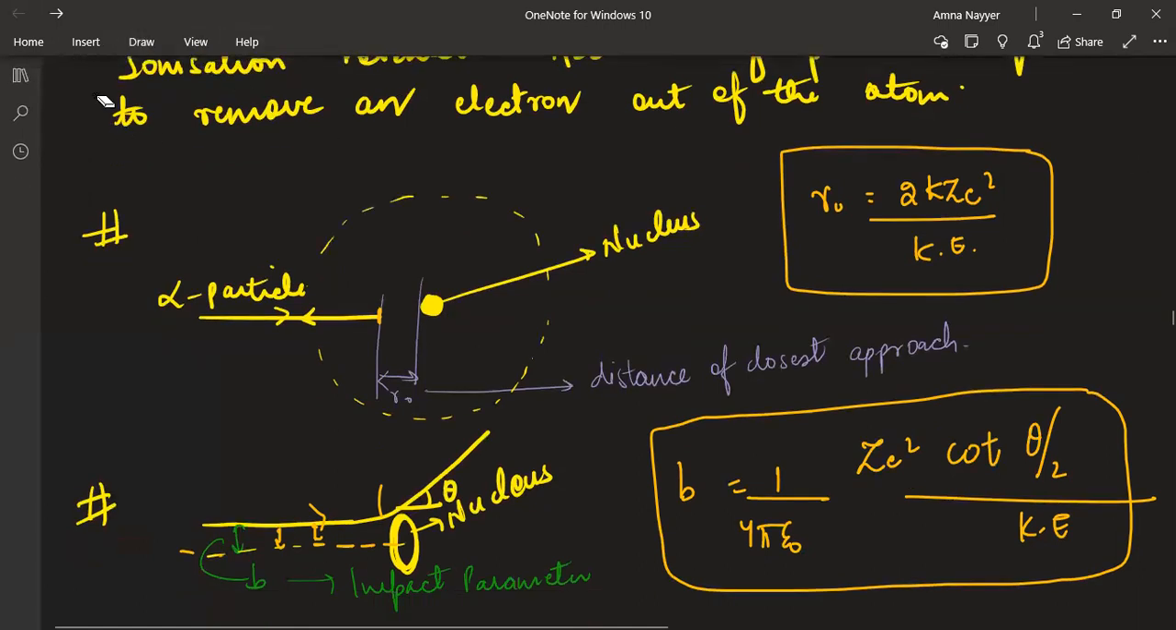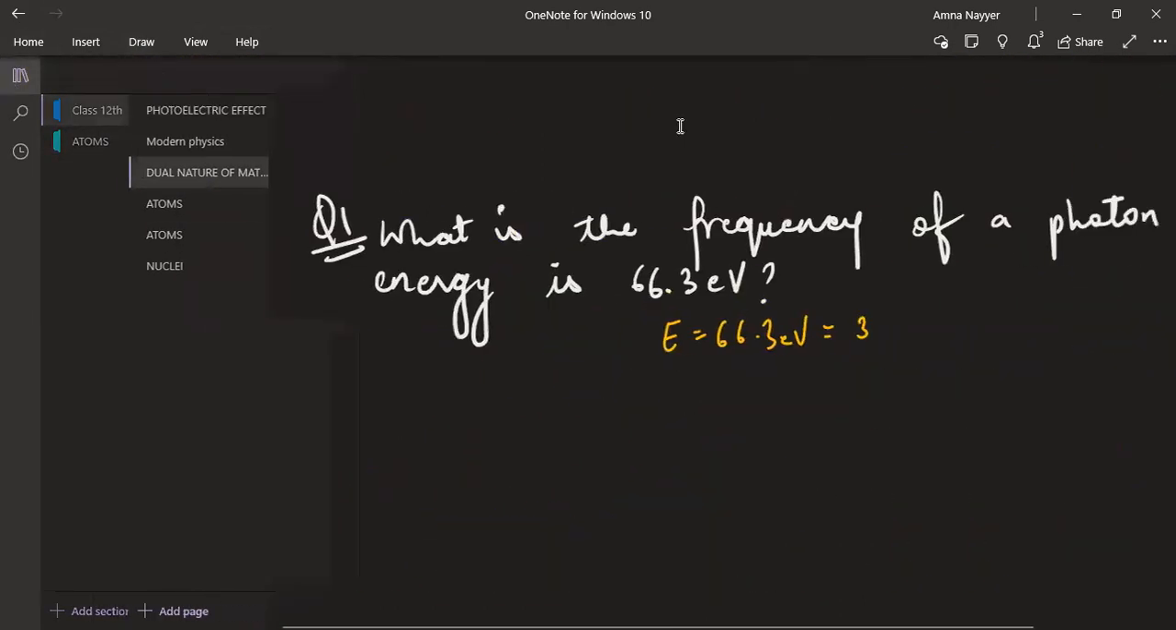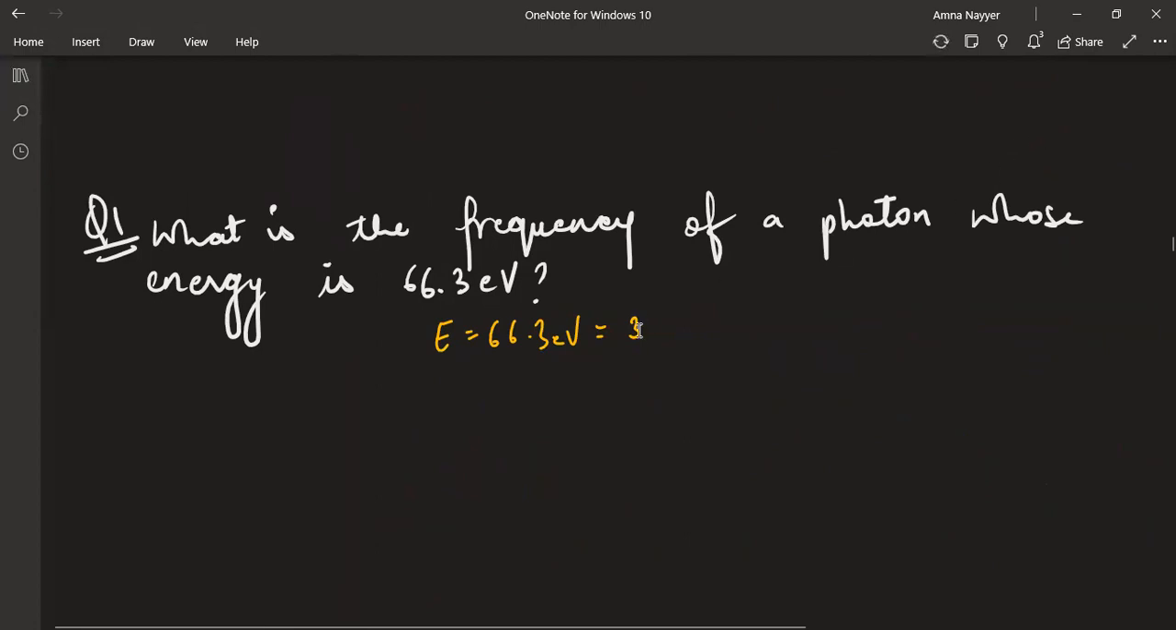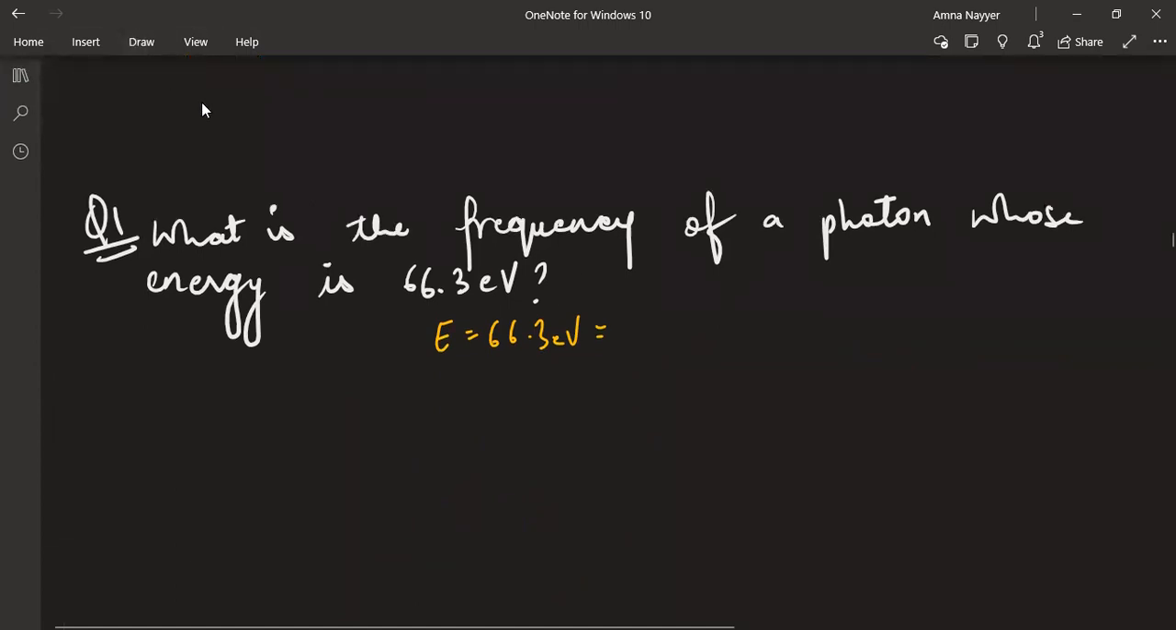We will multiply it by 1.6 into 10 to the power minus 19. So 66.3 into 1.6 into 10 to the power minus 19 joules. This will be the energy.